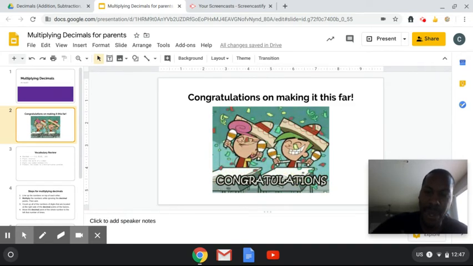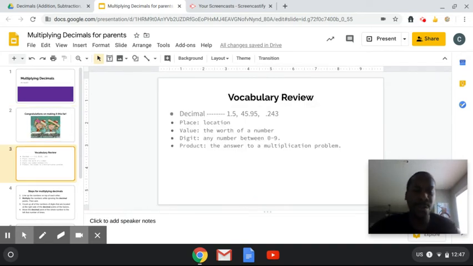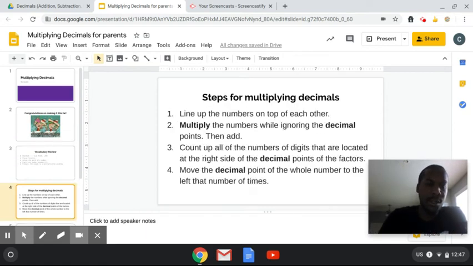Our vocab review looks very similar to if you've watched the place value videos. The only one that I added at the bottom you can see is the product, and all that is the answer to a multiplication problem. So instead of saying the answer is blank, I'm going to say the product is blank. All right. So let's go down here.